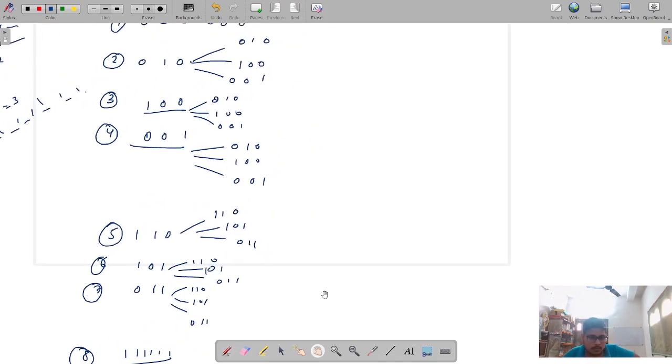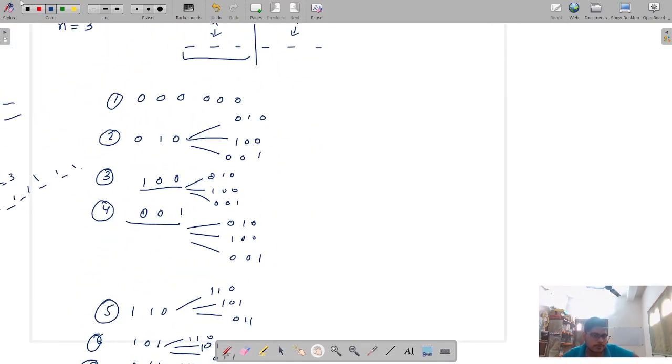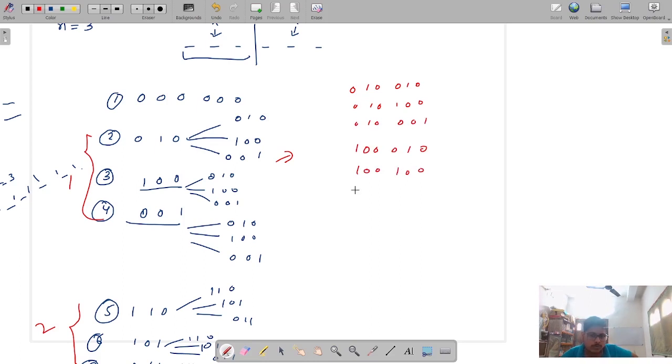Okay, so what are the answers for this part? For this part, one number of 1. And for this part, two number of 1s. So for this part, the answer is 010010, 010100, 010001, then 100010, 100100, 100001.